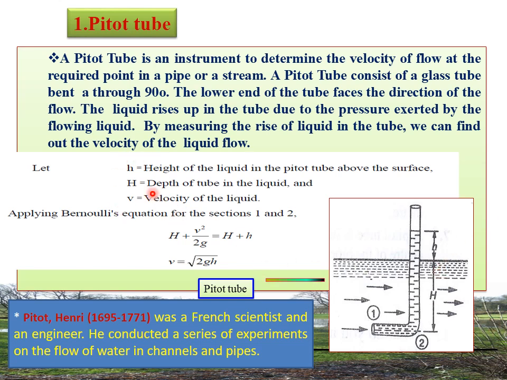Now the application of the pitot tube: it is used in submerged flow in order to find the velocity. Applying Bernoulli's equation for sections 1 and 2, h plus v2 square by 2g equal to h plus h, where v equal to root 2gh. The pitot tube is an L-shaped transparent tube.